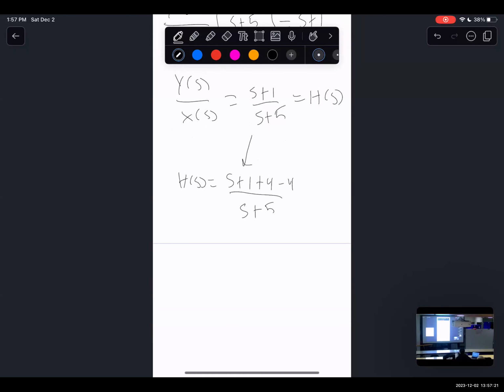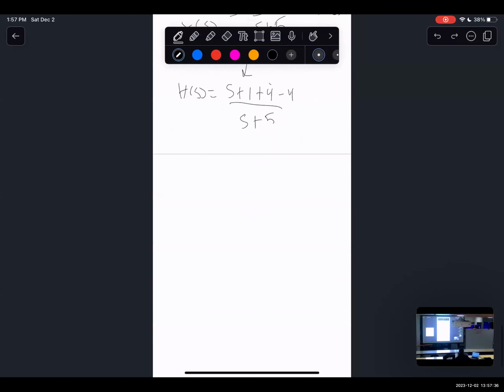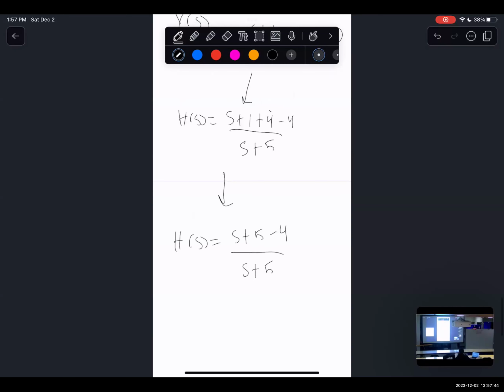So why did I do that? I'm seeing that these terms here are the same. They go over to the 1. There's no coefficients. So I'm trying to make it so that this is the same as the denominator, so we can cancel it out to 1. So let me show what I mean by that. So this becomes h of s equals s plus 5 minus 4 over s plus 5, right? Because we add 4 and we minus 4, the overall value doesn't change.